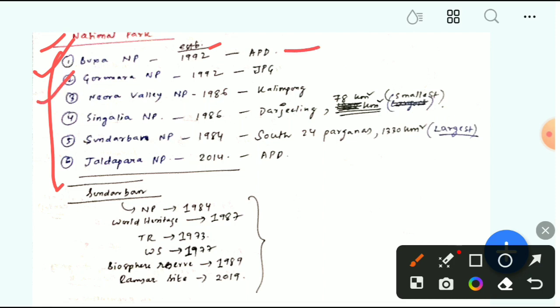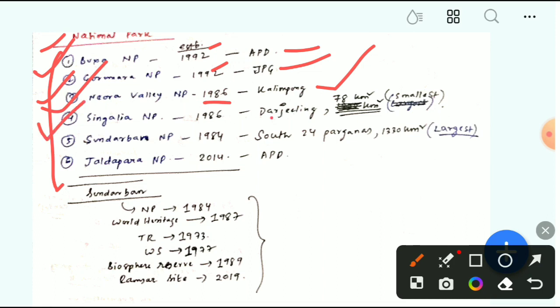Second is Gorumara National Park. It was established in 1992, and it is in Jalpaiguri district. Neora Valley National Park was established in 1986, and it is in Kalimpong district of West Bengal. Next is Singalila National Park.